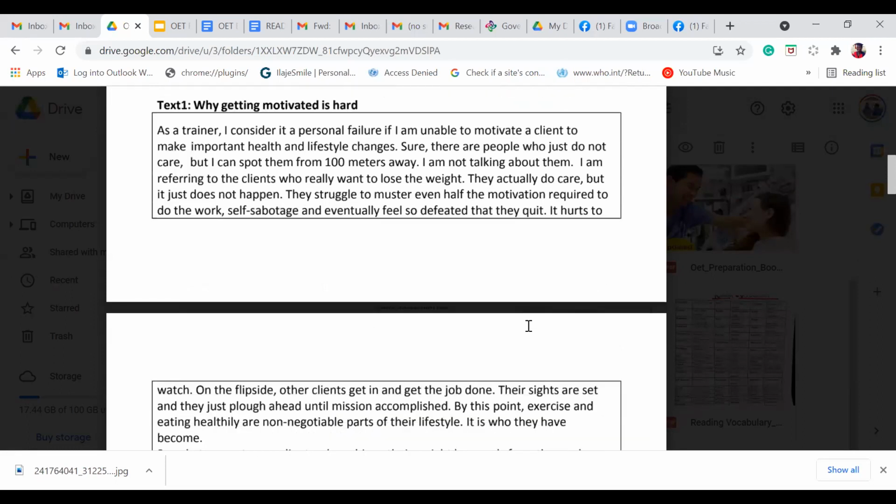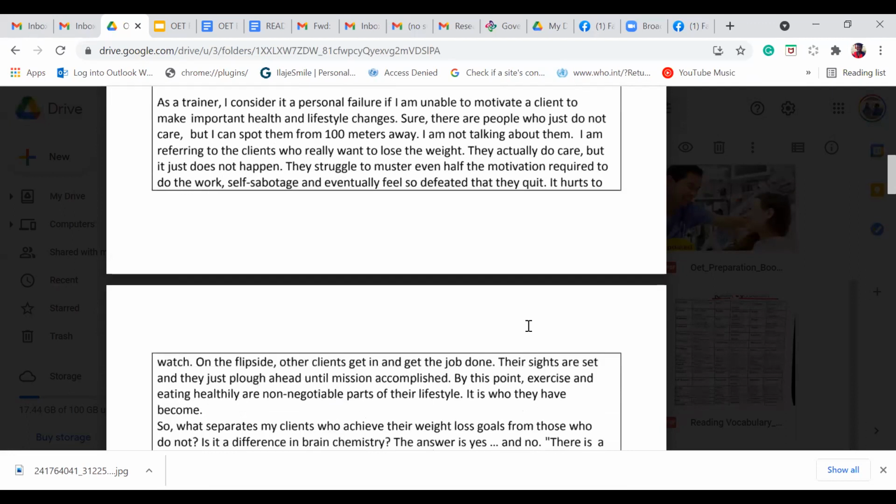On the flip side, other clients get in and get the job done. Their sights are set and they just plow ahead until mission accomplished. By this point, exercise and eating healthily are non-negotiable parts of their lifestyle, who they have become. So now, what does the question say?